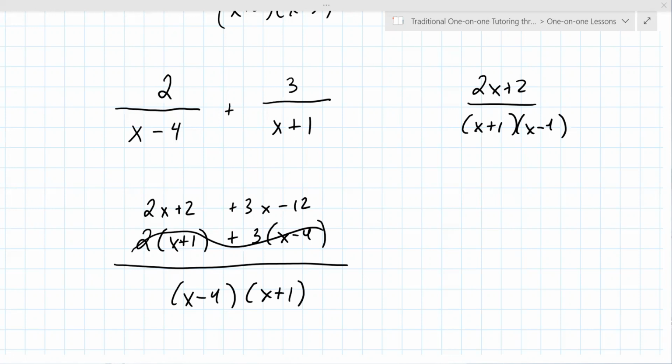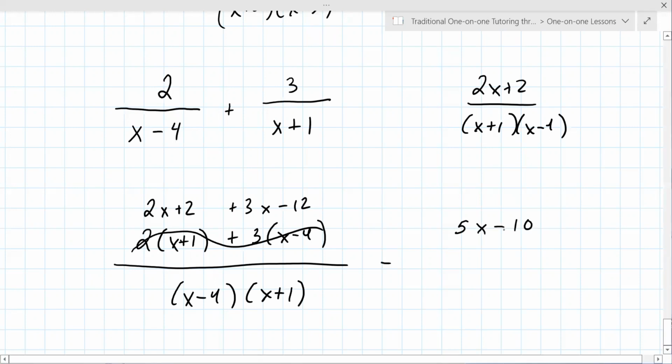Paige, where are you different than me on this? Oh, I didn't distribute. I just added them all together. Okay. Yeah, that'll do it. So yeah, the numerator becomes 5x minus 10 over x minus 4 over x plus 1.